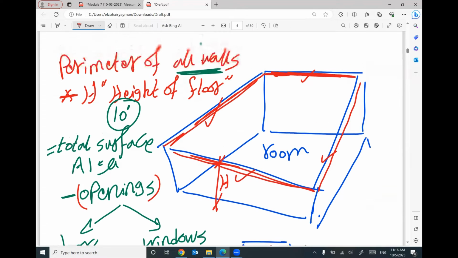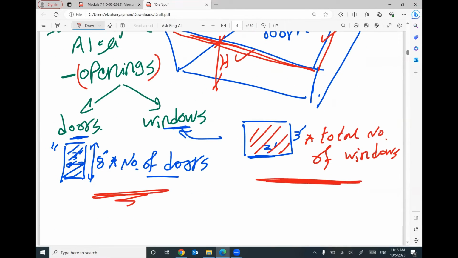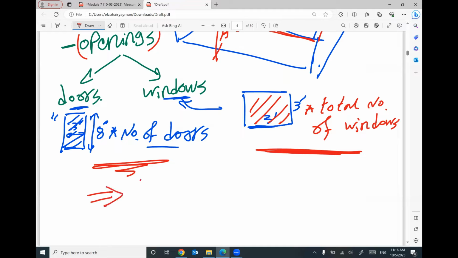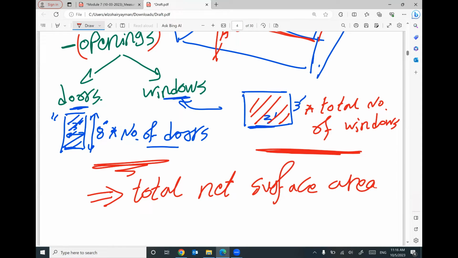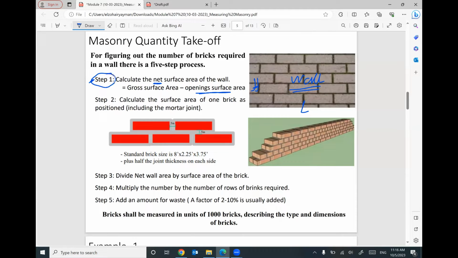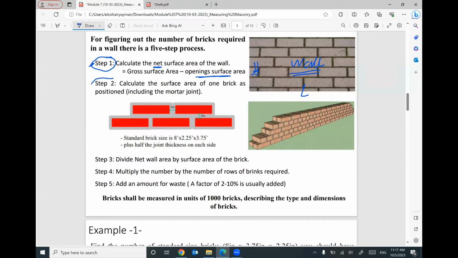If you add the total openings together and subtract them from the total surface area, which comes from the perimeter of the walls times the height, you can find the first step, which is the total net surface area of the walls. I'm talking about many walls, not just one wall in your problem, but many walls in your apartment. This is the first step. We need to figure out the total net surface area of the wall, which equals the gross surface area minus the openings.